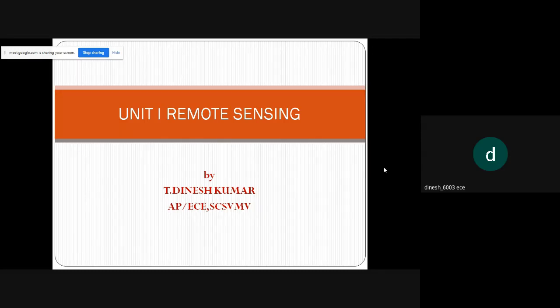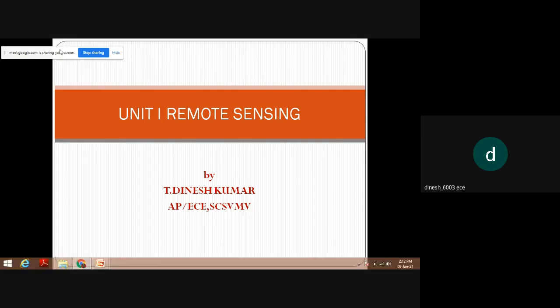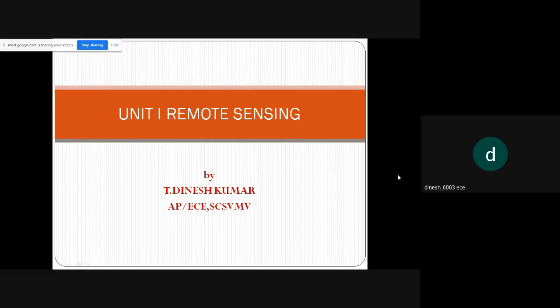A very good afternoon to all again. Welcome to another session on remote sensing. In this session, we are going to see the electromagnetic spectrum that is used for remote sensing. What are the spectral regions that are used or were used in remote sensing?